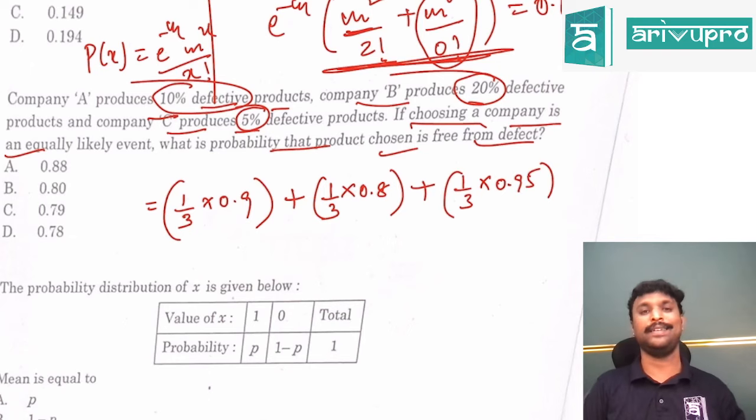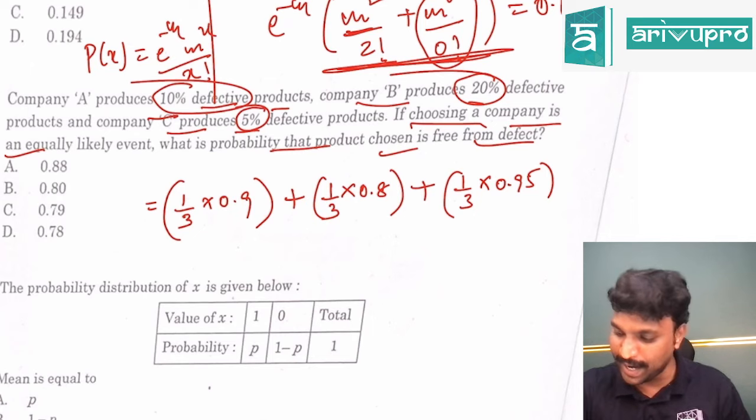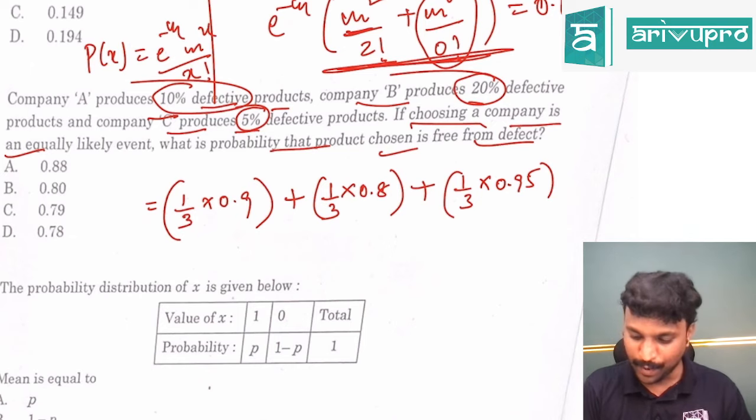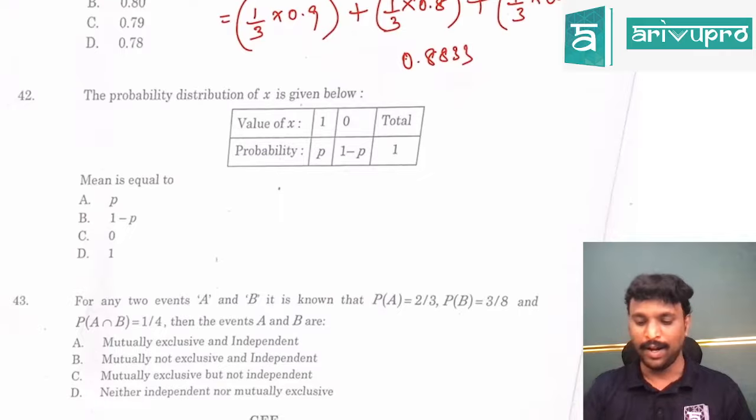Guys, in all the 3 terms, 1 by 3 is common. You can take out 1 by 3. Just add 0.9 plus 0.8 plus 0.95 and multiply that with 1 by 3. 1 divided by 3. So the answer is 0.8833. So option A is the right answer. Look at the next question.